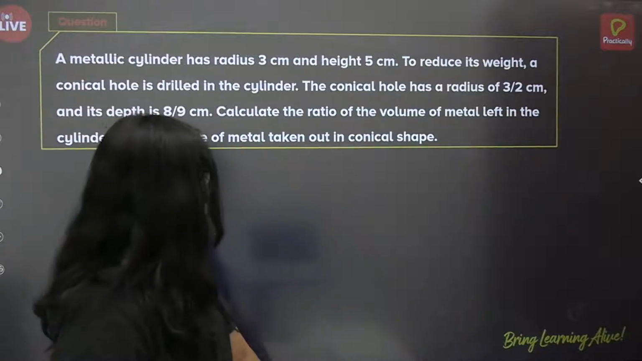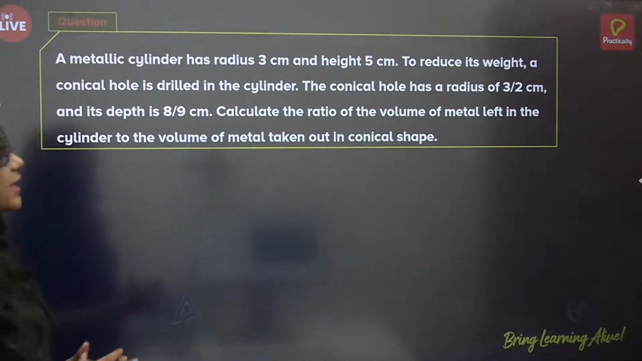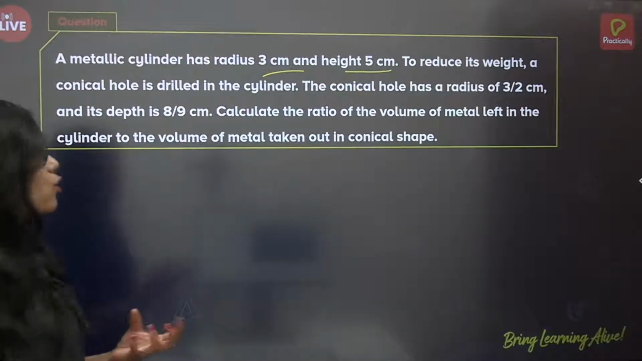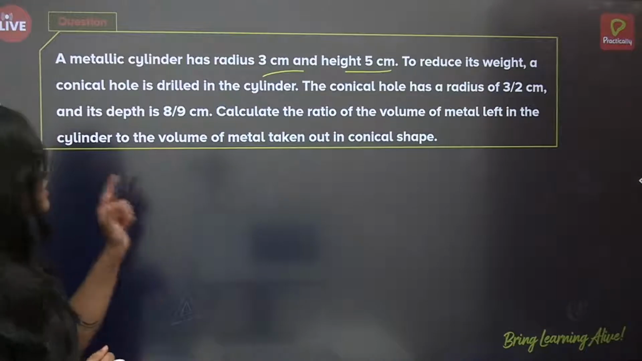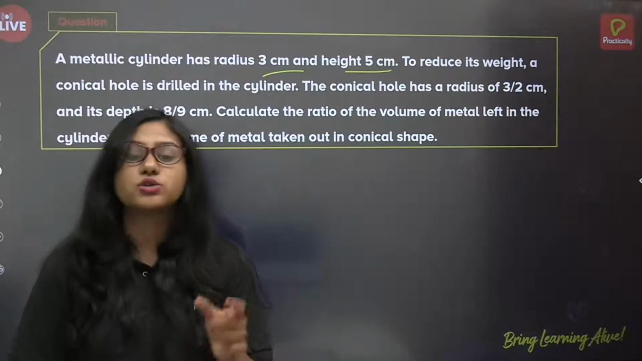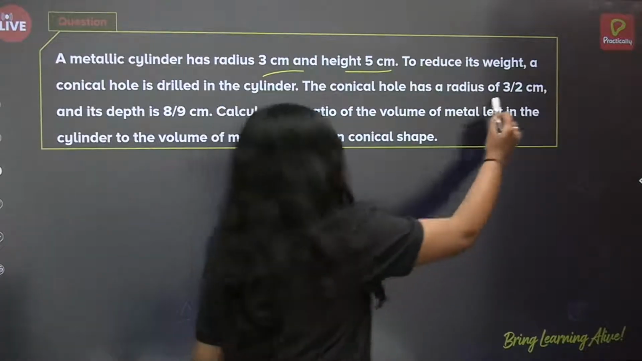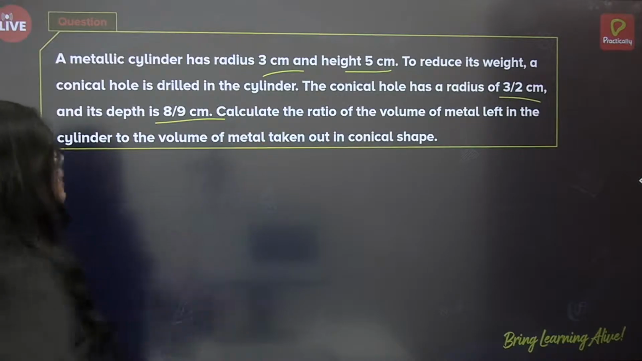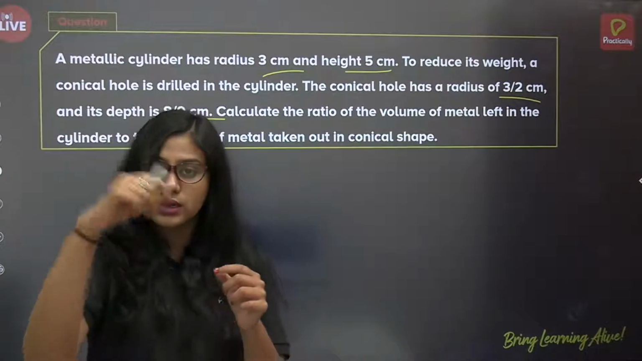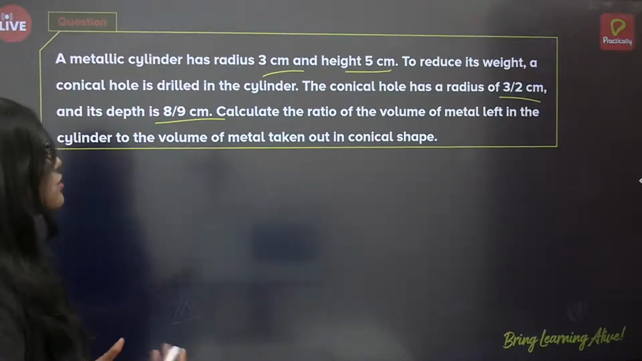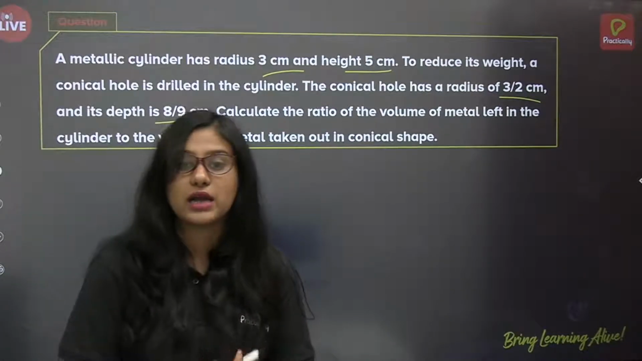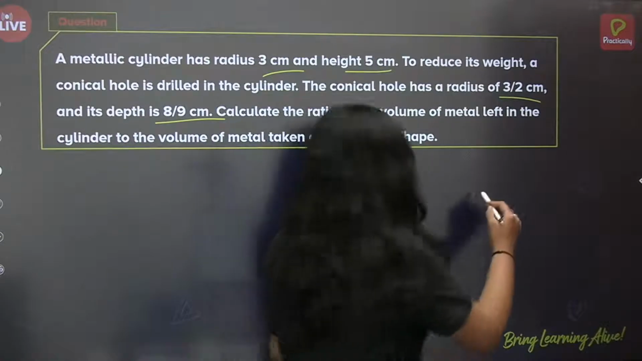Next. A metallic cylinder has radius 3 centimeters and height 5 centimeters. To reduce its weight, a conical hole is drilled in the cylinder. The conical hole has a radius 3 by 2 centimeter and its depth is 8 by 9 centimeter. When it says depth, we can consider it to be the height of the conical drill. Calculate the ratio of the volume of the metal left in the cylinder to the volume of the metal taken out. First let us draw it.